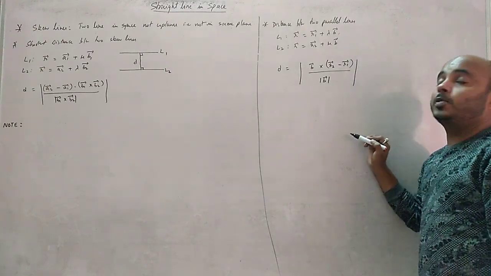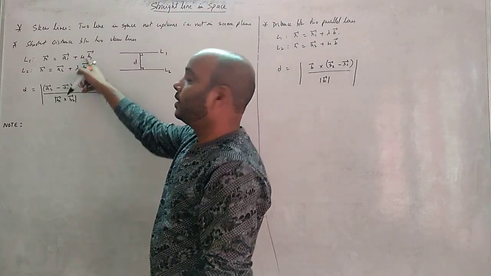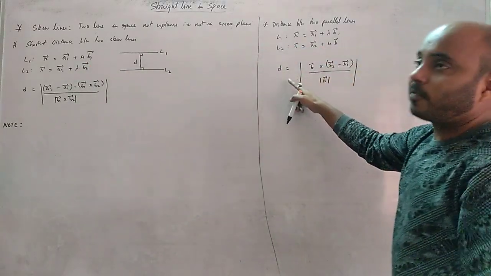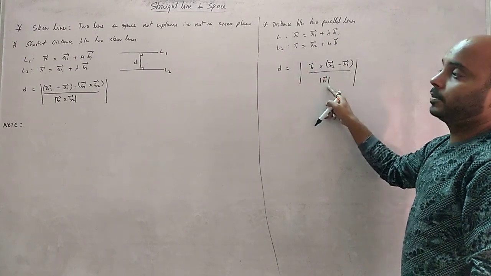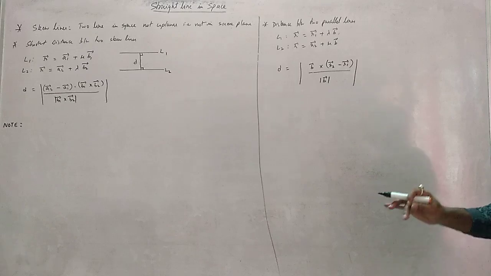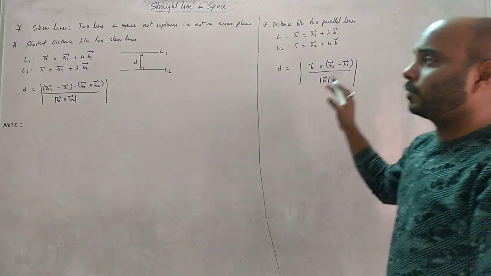Now how to find the distance between two parallel lines? You cannot use this formula because b1, b2 are different. Here b vector is same. So this separate formula is: b vector cross (r2 minus r1) vector divided by mod of b vector. So this formula you need to mug up, class, and then you apply it in the question, you will get the answer. Very simple. Pray to God this question comes.